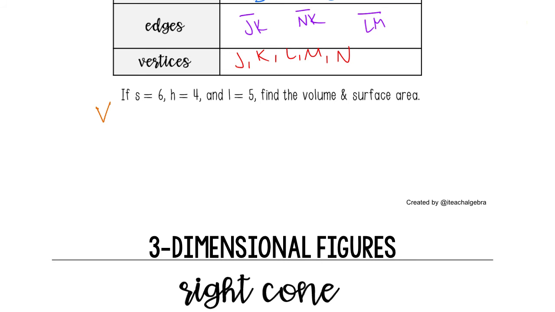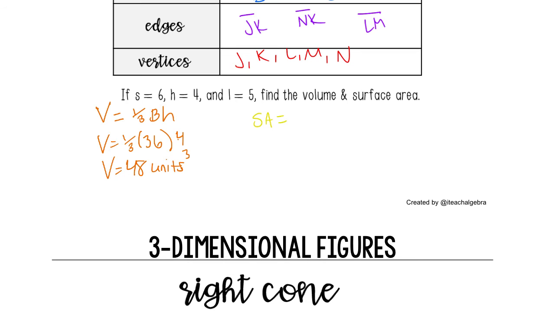We said above the volume is 1/3 the area of the base times the height. Well, that is 1/3. The area of the base is S times S, which is 36, and the height is 4. So this will be 1/3 of 36 is 12, and 12 times 4 is 48. And volume is always in units cubed.